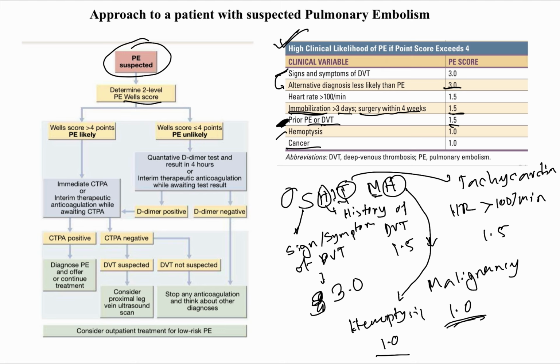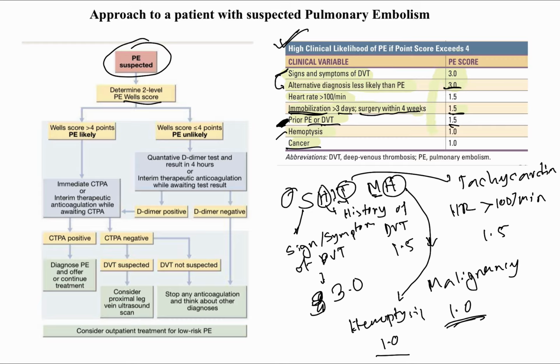First of all, sign symptoms of deep vein thrombosis. The second thing is alternative diagnosis less likely than pulmonary embolism. So for both of these, 3 points should be added respectively. And in H, we have heart rate more than 100 per minute. We have immobilization more than 3 days or surgery within 4 weeks. We have tachycardia, and we have hemoptysis. We have cancer, and we have history of prior pulmonary embolism or deep vein thrombosis.